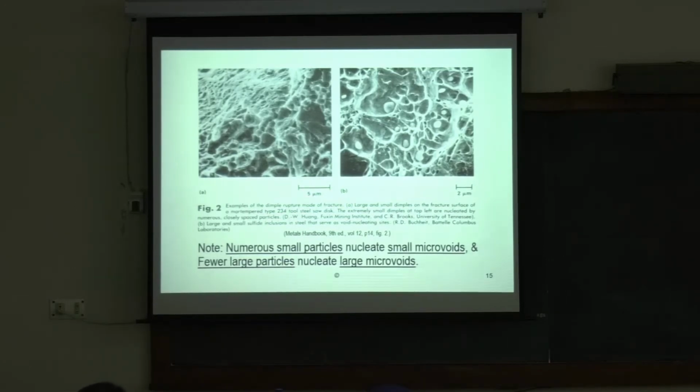Numerous small particles nucleate small microvoids, and a few larger particles nucleate larger ones. Again here, the scale bar is 5 micron, and here the scale bar is 2 microns. That means it's 2.5 times the magnification. So 2.5 times 2.5 is how much? 2.5 times 2.5 means about 5 to 6 times the area. So this is a lower magnification, and this is about 5 to 6 times higher area-wise. So this shows how things happen. The large microvoids: as soon as it forms microvoids, it takes up energy.